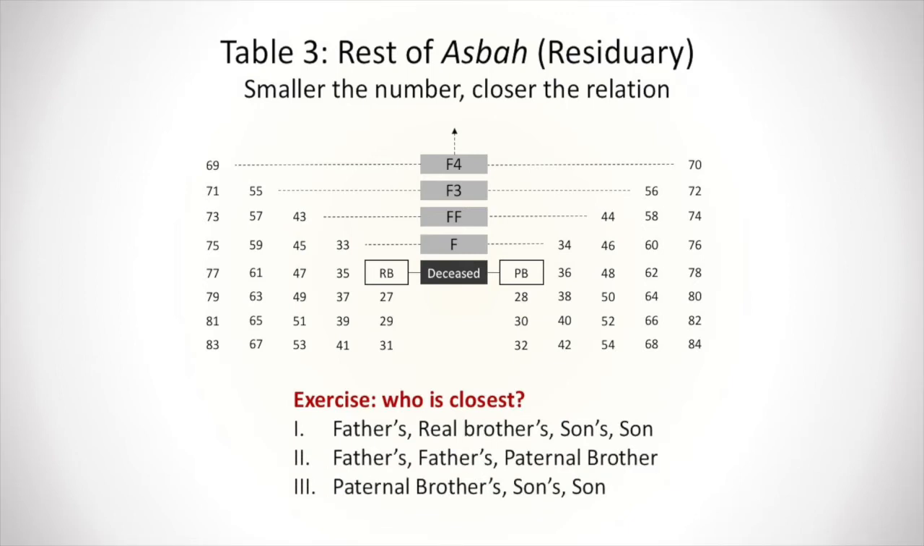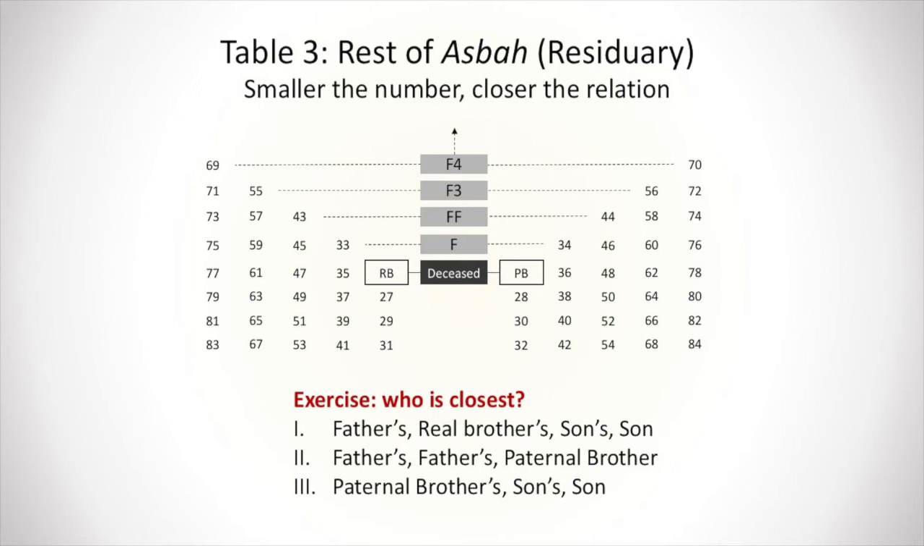Let's do a quick exercise to see how we use this table. So if a dying person passed away and we have gone through table 1 and table 2, eventually we still have property to distribute and we have reached the column that says extended asaba. Now we come to table 3 and we figure out that the dying person has these relatives that are available. They have father's real brother's son's son, father's father's paternal brother, and paternal brother's son's son. We use this table to find out who is the closest, and that category will get the remaining wealth. The smaller the number, the closer the relative.